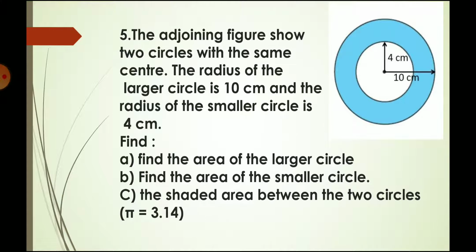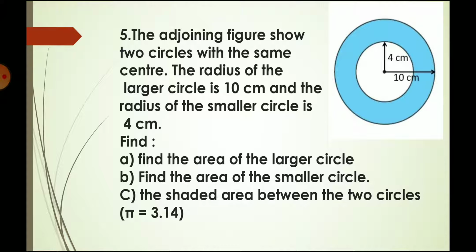Okay, so see, the adjoining figure shows two circles with the same center. The radius of the larger circle is 10 centimeter, and the radius of the smaller circle is 4 centimeter. So find the area of the larger circle and find the area of the smaller circle. The third one is the shaded area between the two circles. Here we can take the value pi equal to 3.14.